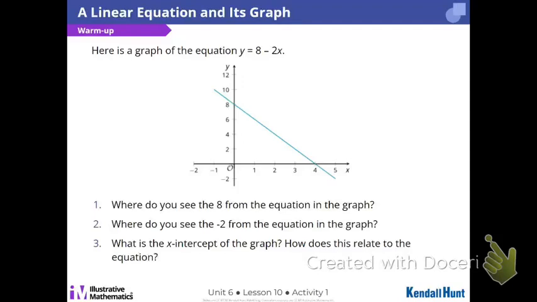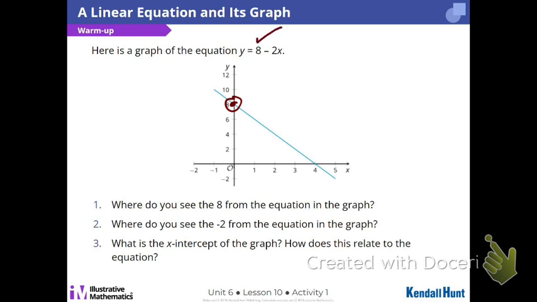So the things, again, we're going to look at, they're going to lead into today's lesson with quadratics. So who can tell me where they see the 8? Elliot? As the intercept. Okay. So right here from the graph, right? There we go. Where do we see it in the function or the equation?